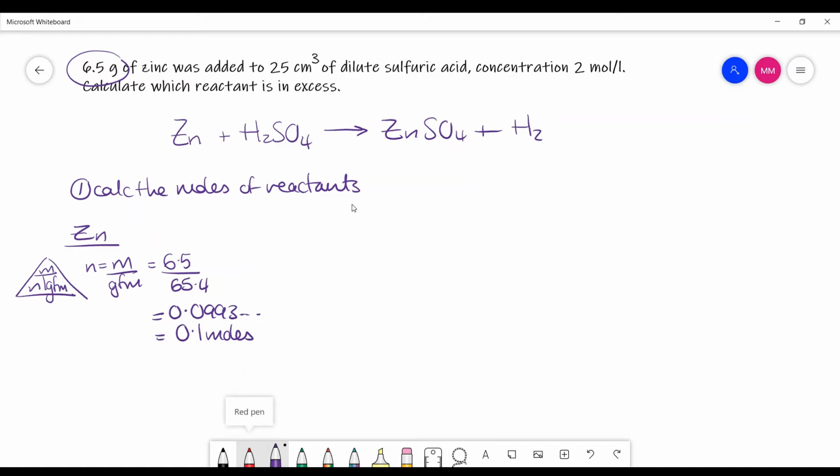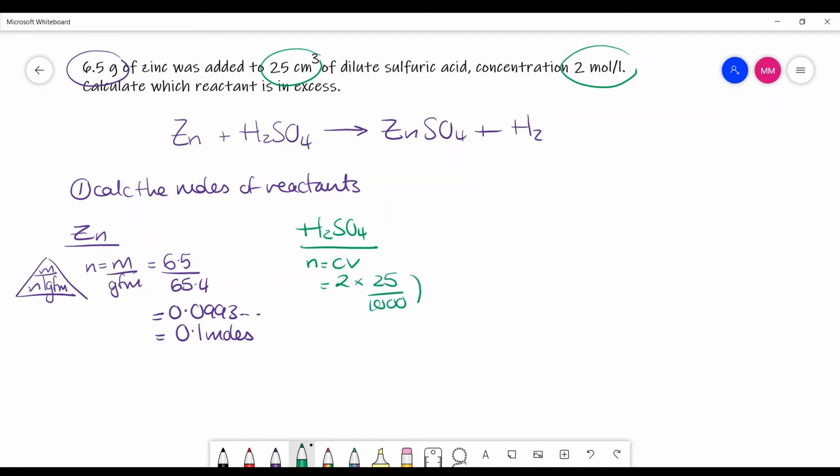Our next step then is to calculate the number of moles of sulfuric acid. This time we have the volume and the concentration of acid, so we're doing number of moles equals concentration times volume. Remember, your volume has to be in litres, so you have to divide it by 1,000 there. And you'll work out that you get 0.05 moles.